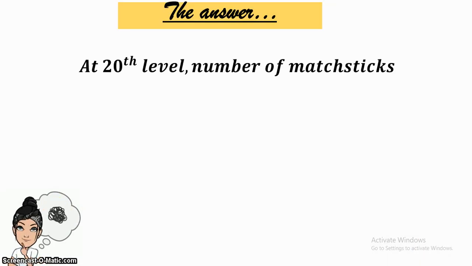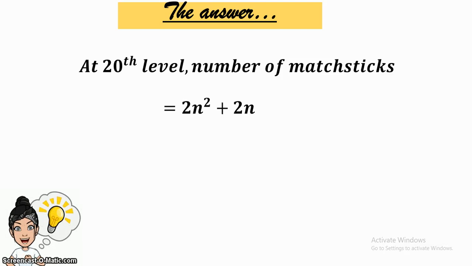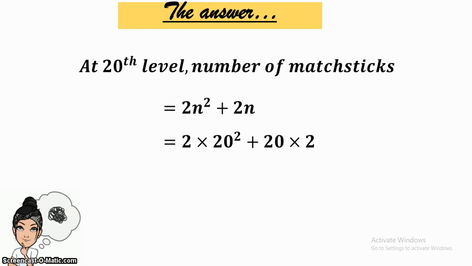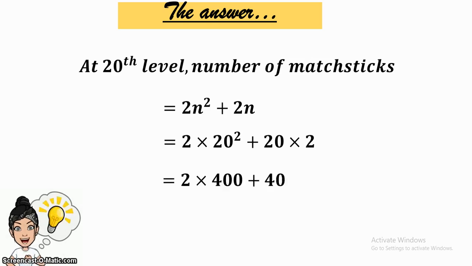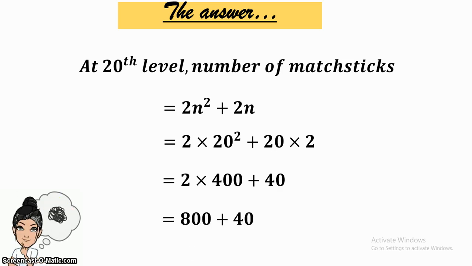At the 20th level, the number of matchsticks is 2n squared plus 2n, where n is 20. So it becomes 2 times 20 raised to the power 2 plus 2 times 20. So you have 20 raised to the power 2 is 400. So you have 2 times 400 plus 20 times 2 is 40. That gives you 800 plus 40. So the answer is 840.